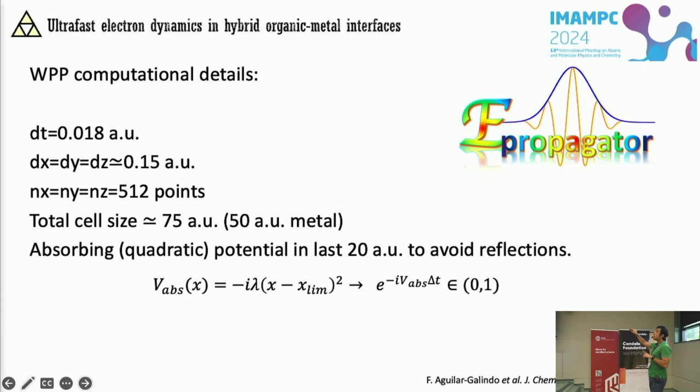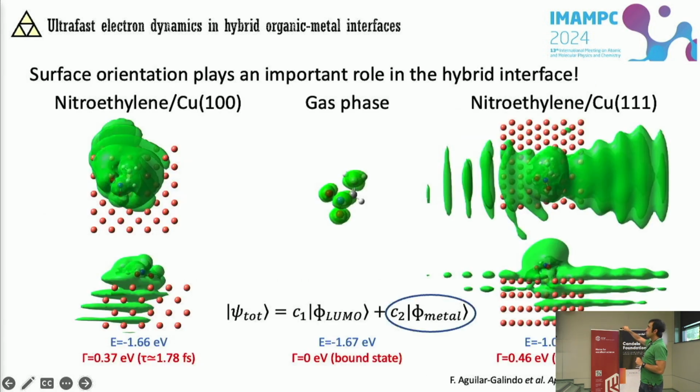Some technical details: it's important to say that this methodology is solved in a numerical 3D grid. The basis is a grid, and we have an imaginary potential in order to banish the wave function that arrives at the edge of the box. So if we compare this molecule, nitroethylene, in the gas phase and on two different copper surfaces, the same metal, the same chemical element, but two different surfaces, we observe that the energy and the lifetime are very different, and the decay patterns are also different.